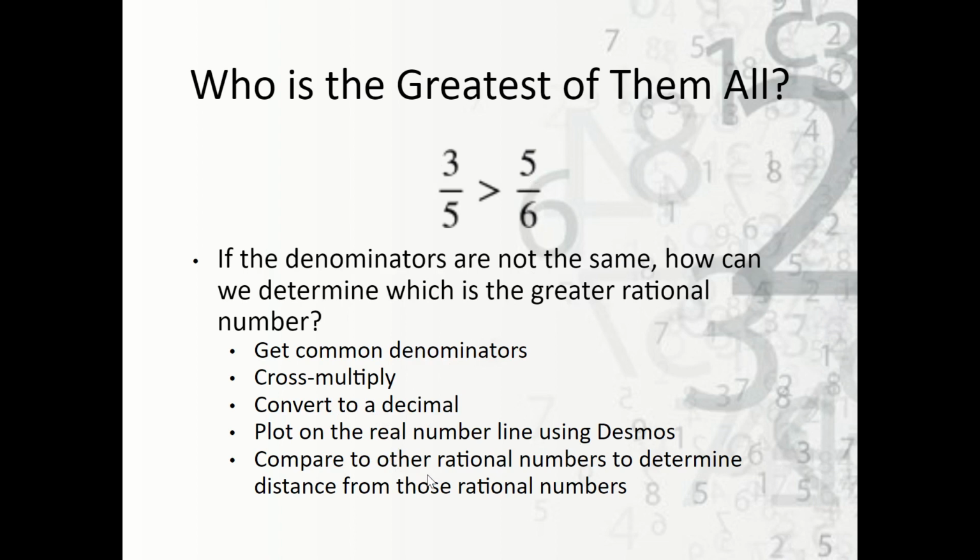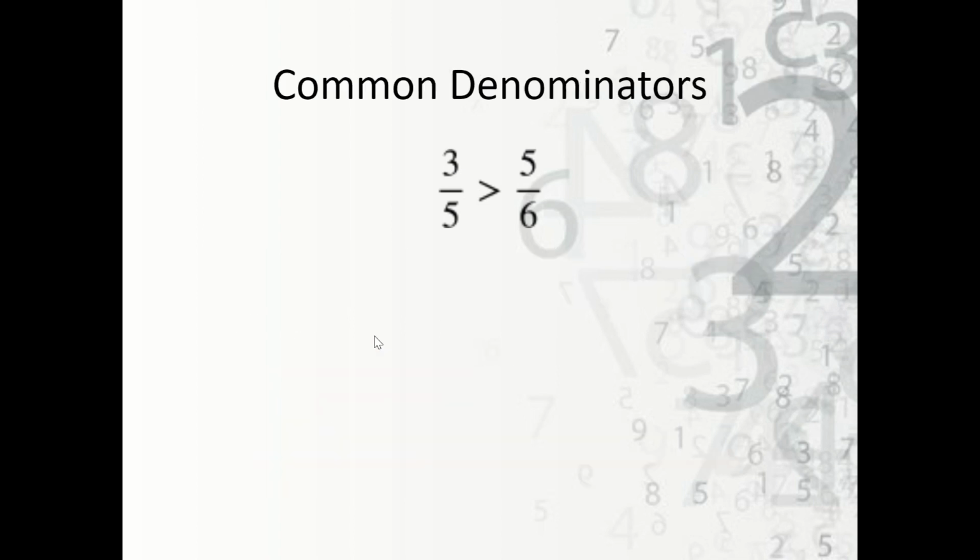And lastly, I can compare to other rational numbers to determine the distance. So let's try to figure out if these are comparable. If one's bigger than 1/2 and the other one's not, well, then we know that the one that's bigger than 1/2 is the greater number. So those are some examples of what we can do.